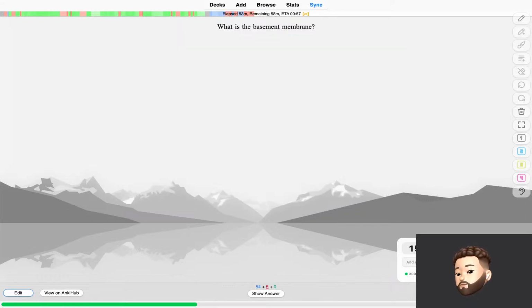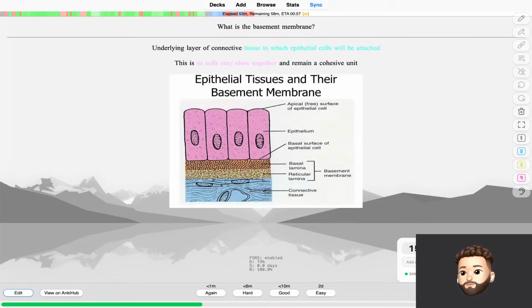Okay. What is the basement membrane? It is the layer of connective tissue that the epithelial cells bind to. Vaguely, that was right. Wow. Okay. Underlying layer of connective tissue to which epithelial cells are attached.